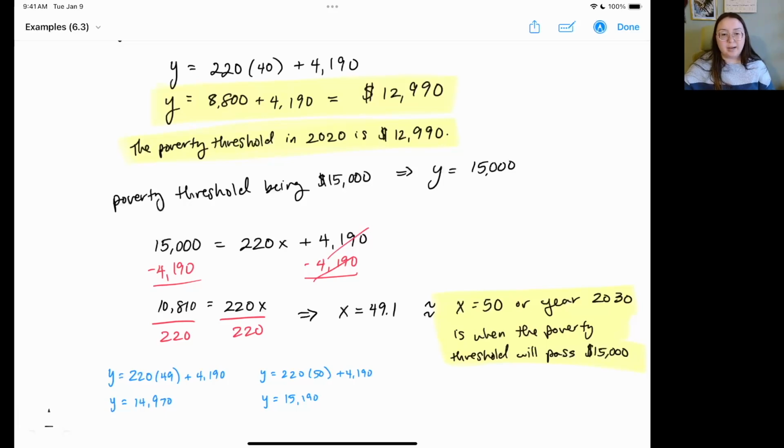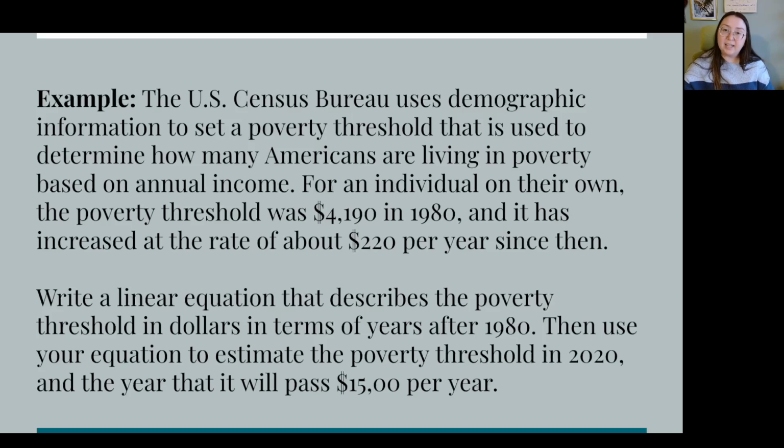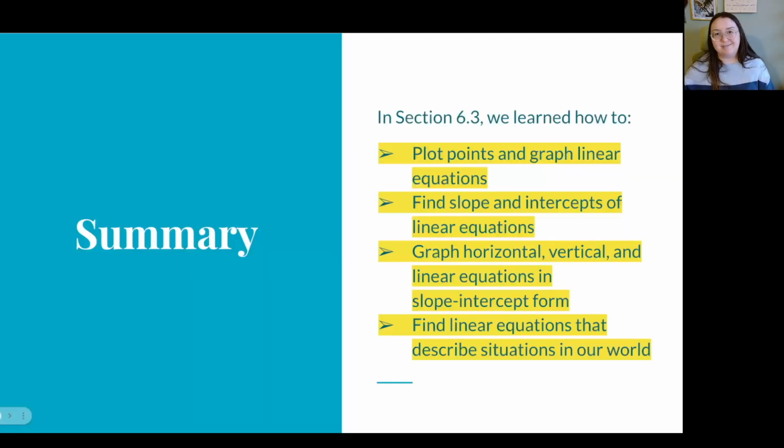We'll go back to our lecture, which is finishing up here. So in summary, in section 6.3, we learned how to plot points and graph linear equations. We found slope and intercepts of linear equations, graphed horizontal and vertical linear equations and linear equations in slope-intercept form, and we found linear equations that describe situations in our world. So there we go, that wrapped up section 6.3, so I'll see you in the next one.